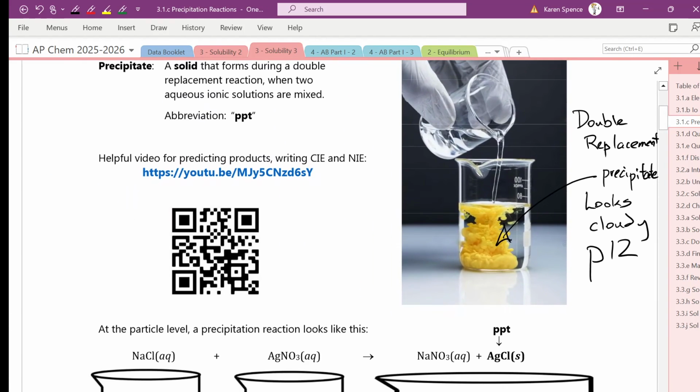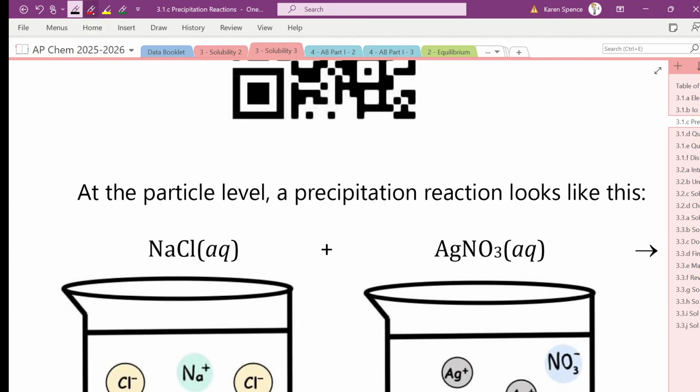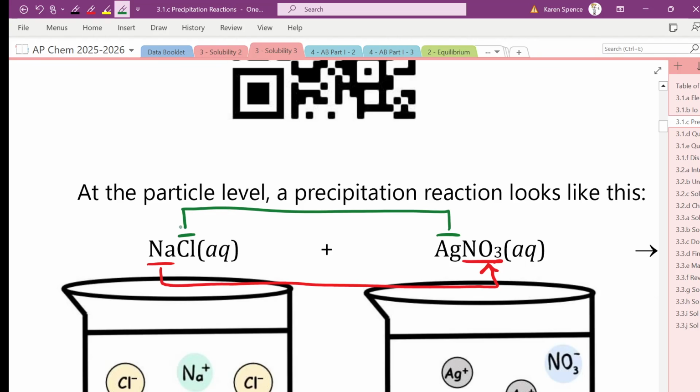All right, so what we would do is we would look at Na, and this is the one where we combine our outside ions and our inside ions. And remember, for our inside ions, we go backwards. And we would end up with NaNO3, and we would end up with AgCl. Those are going to be our products. Okay, combine the outside ions, combine the inside ions.